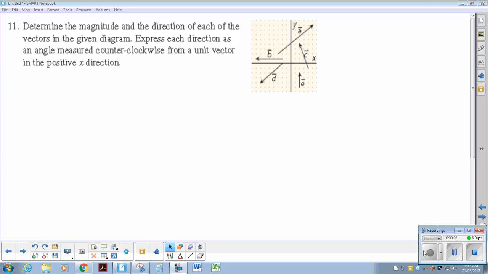Alright, this is the solution. This is number 11 from lesson 1B. It wants us to determine the magnitude and direction of each of the vectors in the given diagram. Express each vector as an angle measured counterclockwise from a unit vector in the positive x direction. Basically, all that is saying is find the magnitude and direction of the vector from the positive x-axis.